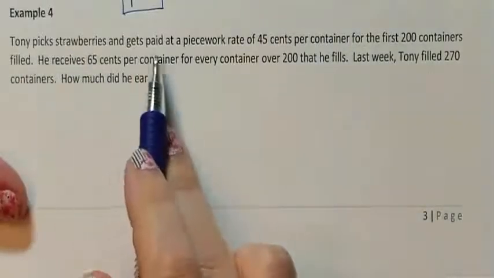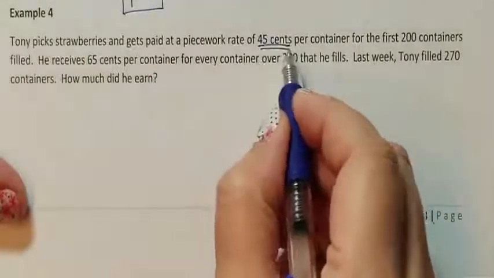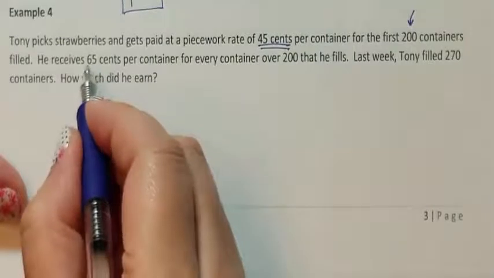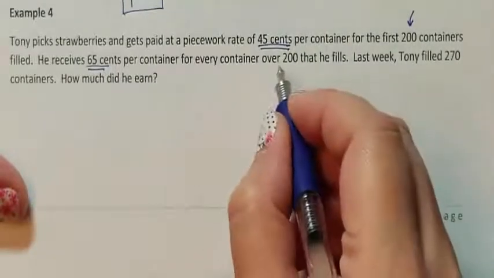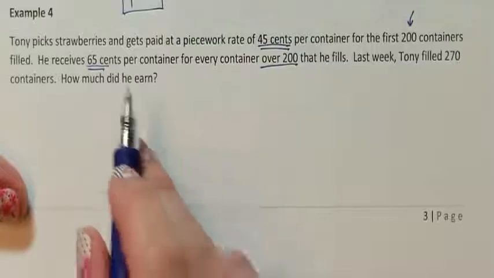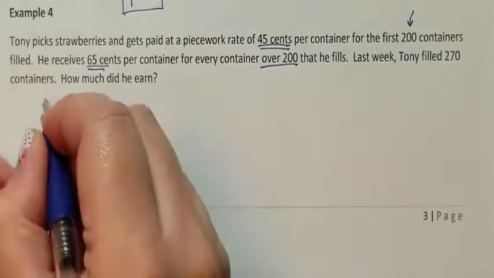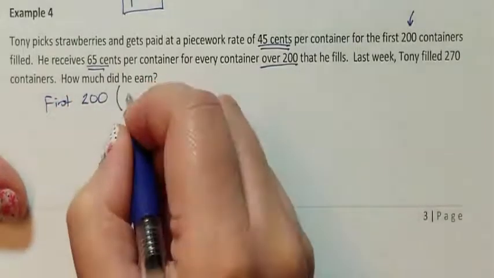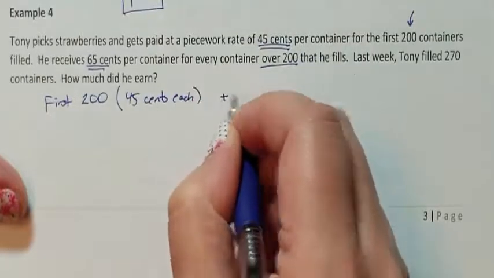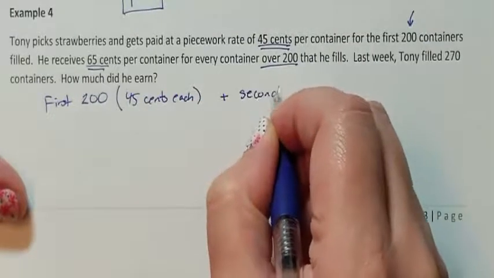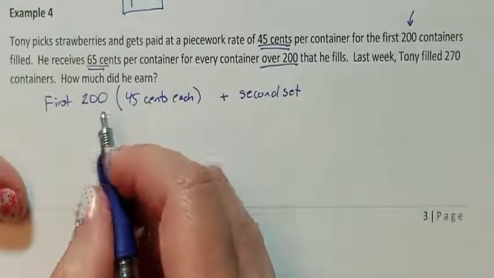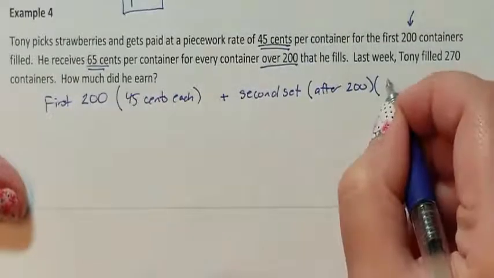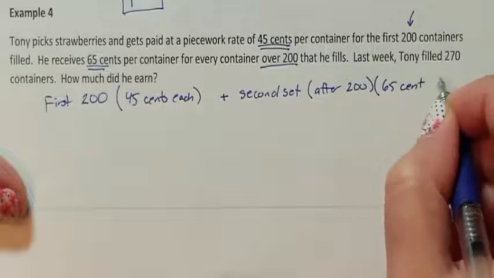Example 4. Tony picks strawberries and gets paid at a piecework rate of 45 cents per container for the first 200 containers. Then he receives 65 cents for every container after the 200. So this is another two-payment plan. For the first 200, he made 45 cents per container. But then after that, he had his second set, which was everything after the 200. So after the 200, how much did he make? He made 65 cents per container.